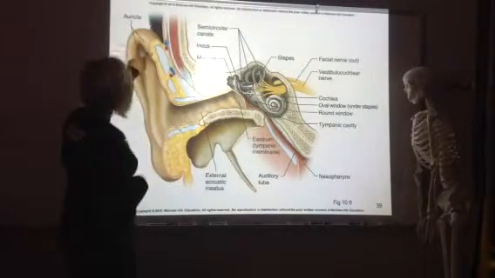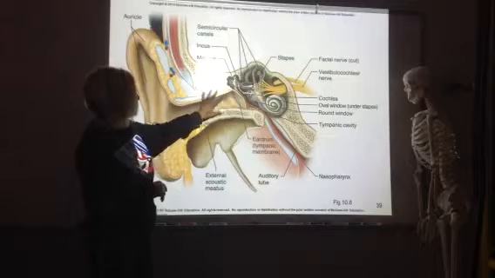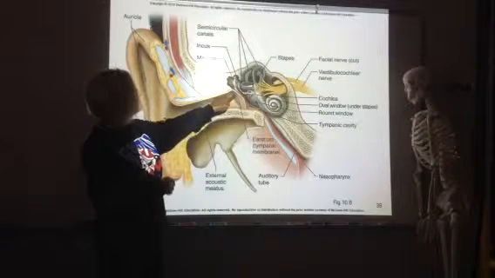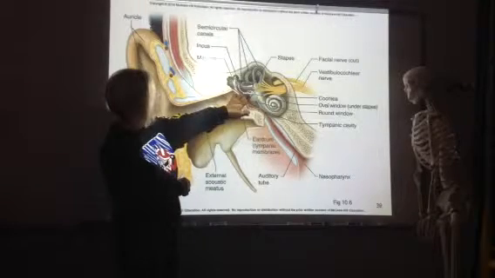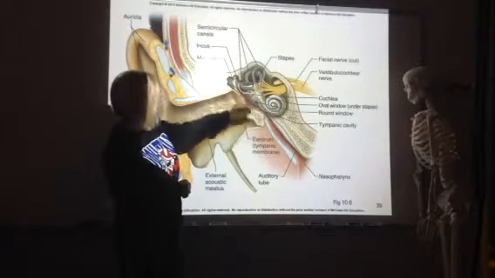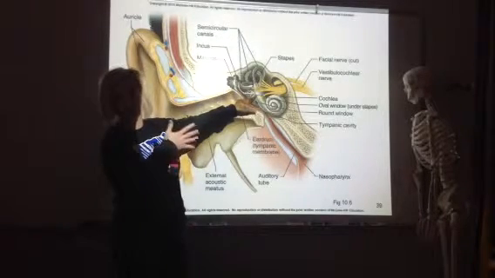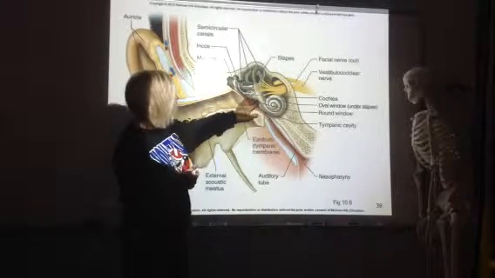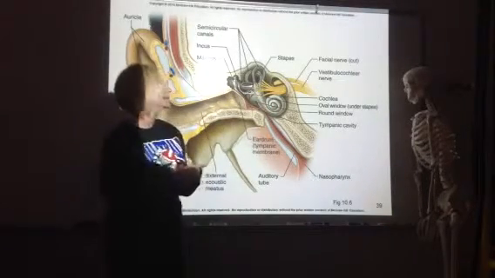So here I can see the auricle, and here's the external acoustic meatus, where the sound travels in and hits your tympanic membrane. From there, it's going to hit three small bones, the hammer, anvil, and stirrup, or malleus, incus, and stapes. Then it goes through what's called the oval window, another place where it collects the sound waves. Then it goes into your semicircular canals and into your cochlea, and we'll talk about those.